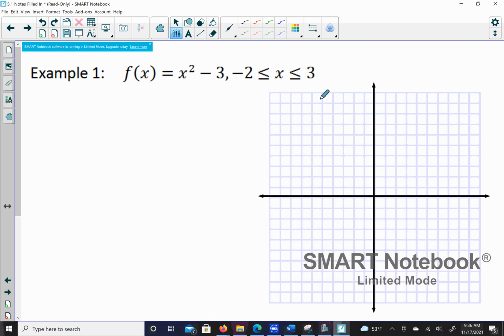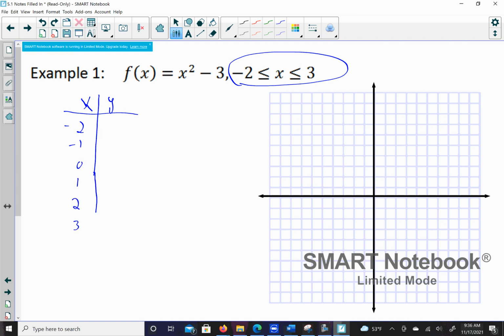So if I have this function f of x is equal to that, if I were to graph that old school, I would do my intervals from -2 to 3. So -2, -1, 0, 1, 2, and 3. I'm just going to do the integers to save us some time. And when I put in -2, that would be 4 minus 3, that's 1. Then -2, 1, and then 9 minus 3 would be 6.